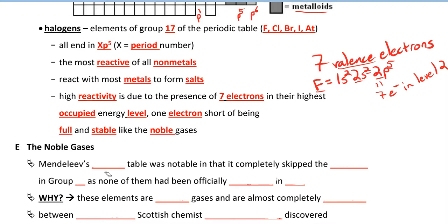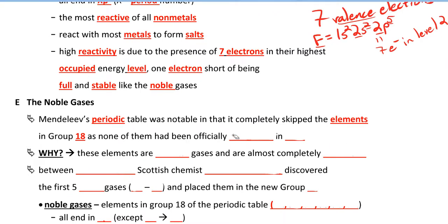Okay, let's just finish up here. So then we'll take a look at the noble gases. Mendeleev's periodic table was notable because it completely skipped the elements in group 18. This is because none of these elements had been officially recognized in 1869. In fact, most of them had not even been noticed at all.